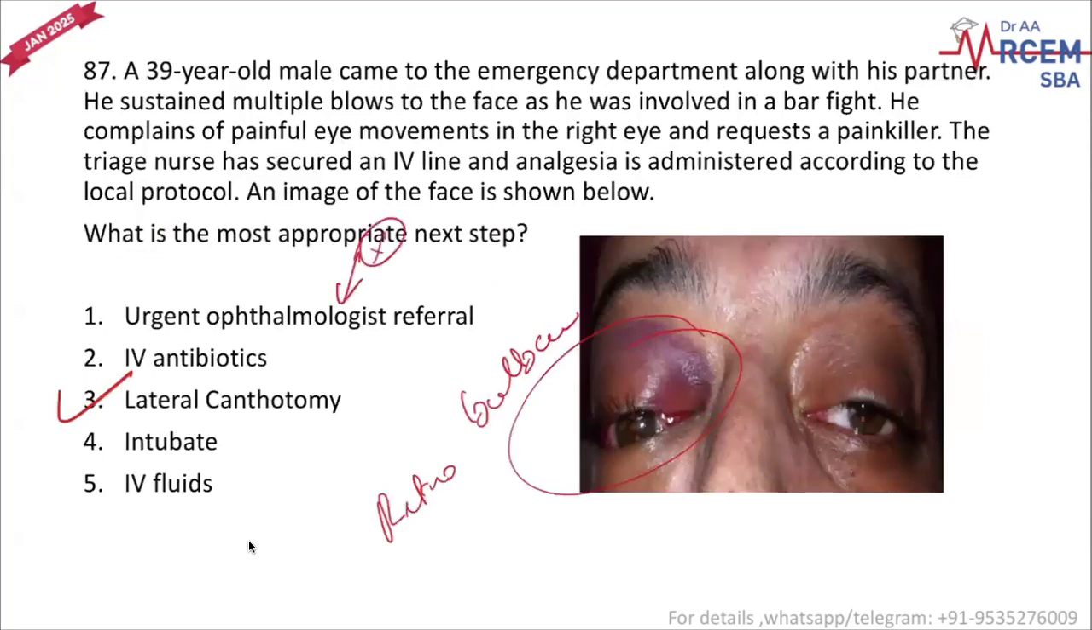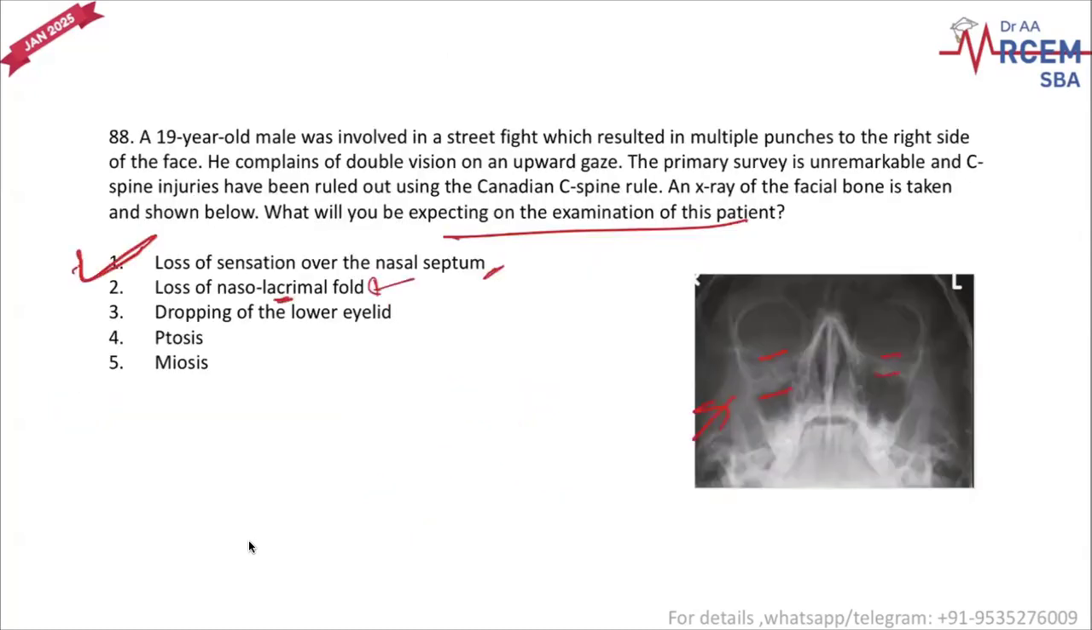You will not be referring to an ophthalmologist. As an emergency physician, you are supposed to be qualified enough to do a lateral canthotomy. It is an acute emergency. You are expected to do this procedure, not an ophthalmologist.